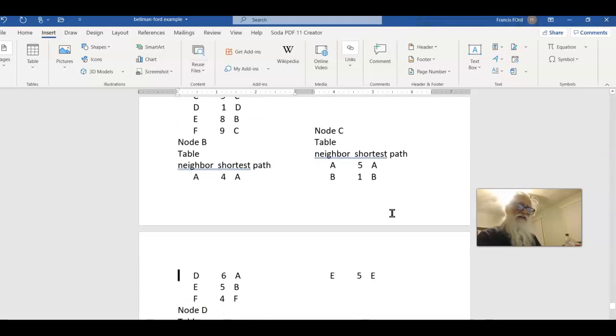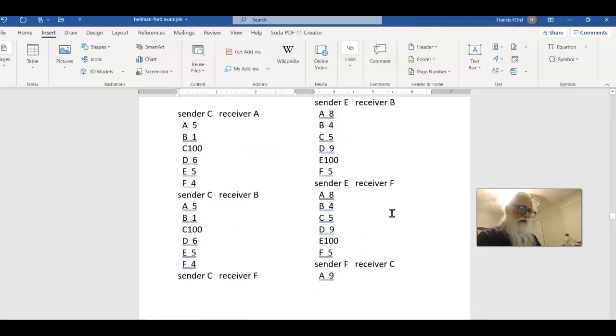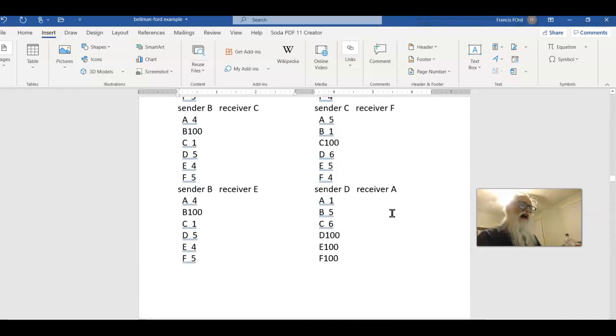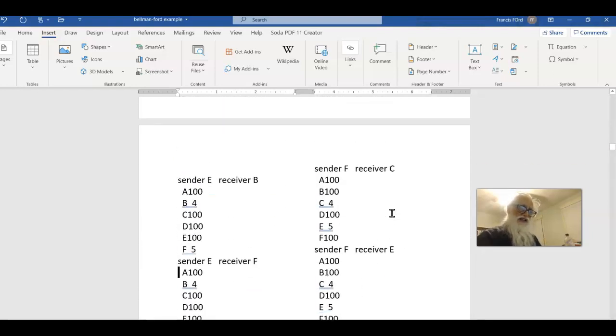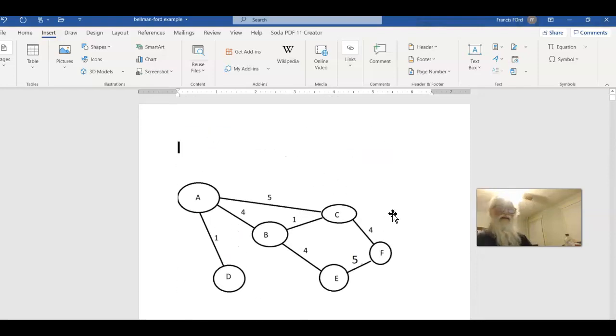So that's the Bellman-Ford algorithm. What can I say about it? Well, first of all, it requires a lot of exchanges of messages. Every round, you have to do an exchange. And every 2 nodes, every 2 neighbors have to make an exchange. Then they have to update their tables.